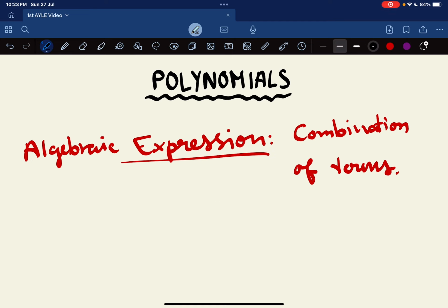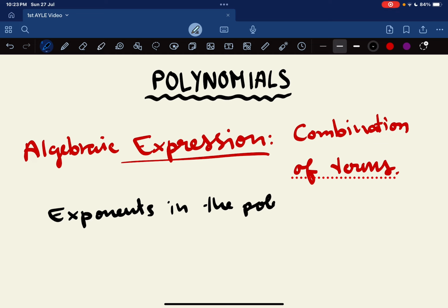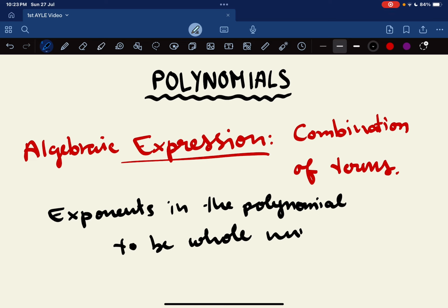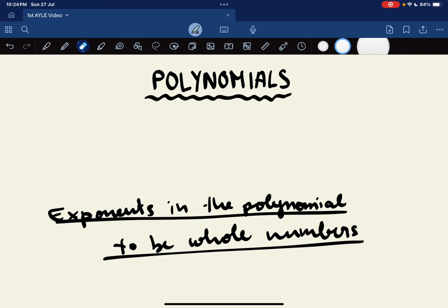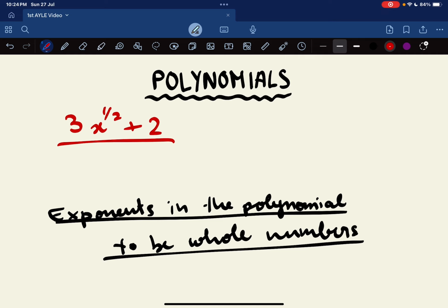Okay? Why? Because we want the exponents in the polynomial to be whole numbers. So this is really important to know, because something like, if I go ahead and rub this out, something like 3x to the power of half plus 2, this is an algebraic expression.